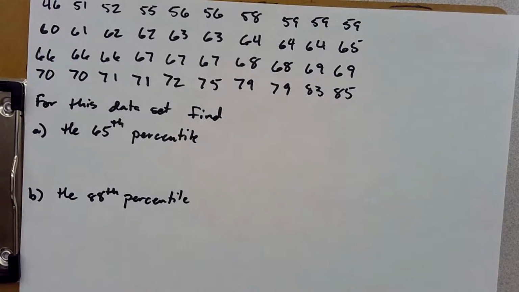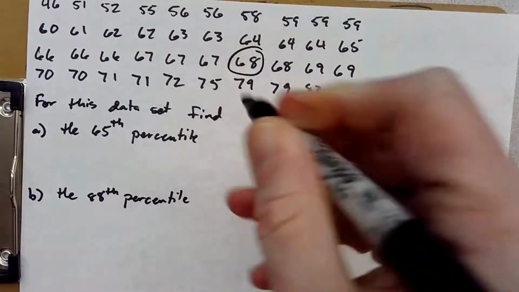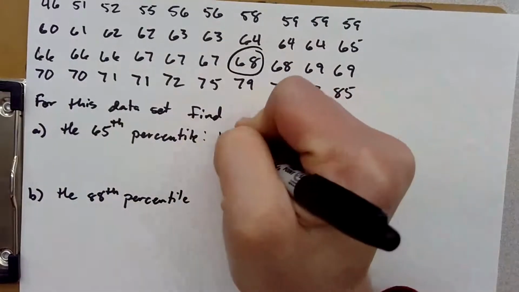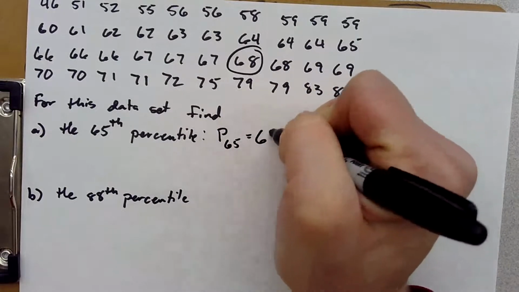Since 65% of 40 is 0.65 times 40, which is 26, we take the 27th item, or 68. And we write this as P sub 65 equals 68.